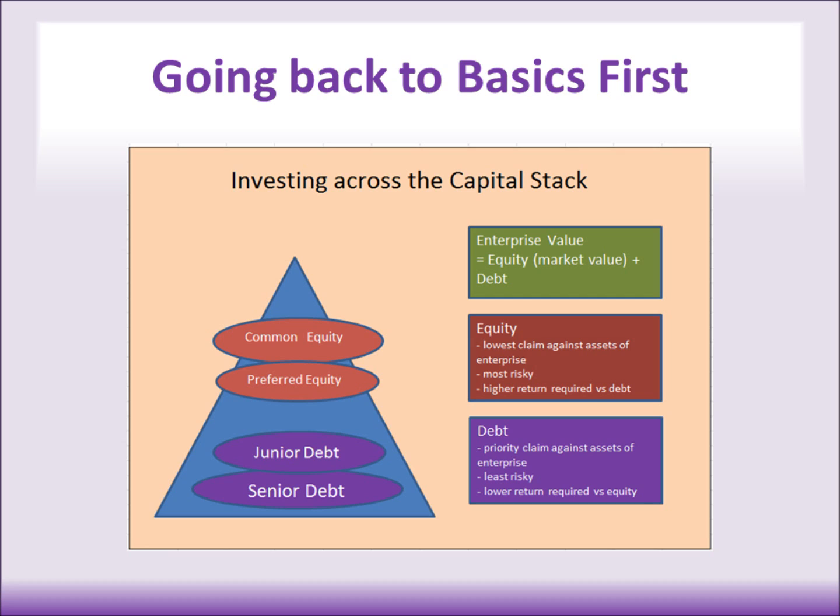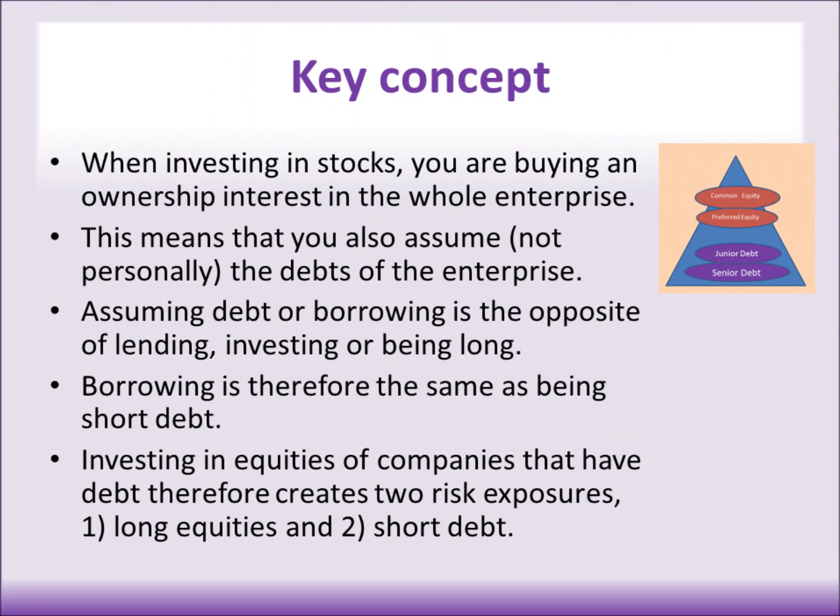So this graphic shows the enterprise triangle with the various levels of participation that an investor can choose from, with bonds having priority claim at the bottom and equity with the lowest priority on the top. The value of the enterprise includes all the debt and all the equity. Now, here is the key concept. When you invest in equities or stocks, you are buying an ownership interest in that whole triangle or the whole enterprise. And so this means that you also assume, although not personally, the debts of the enterprise. So when you buy equity in a company that has debt, you are assuming that debt exposure.